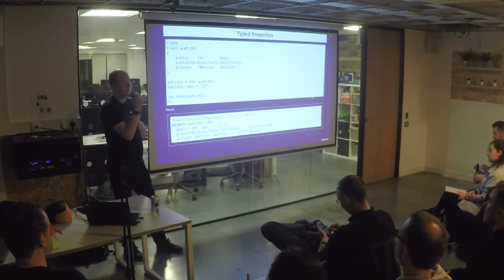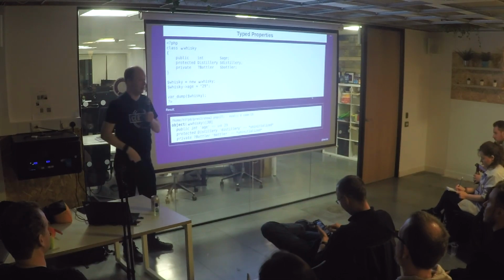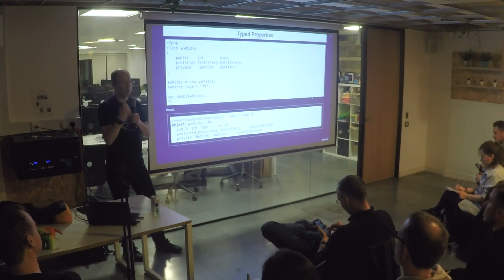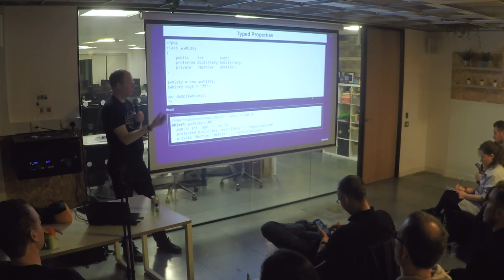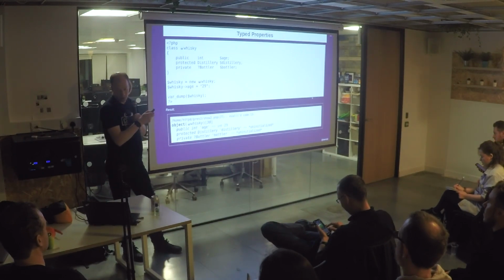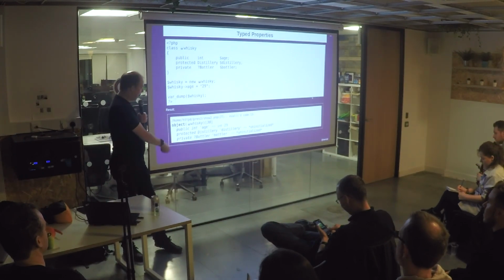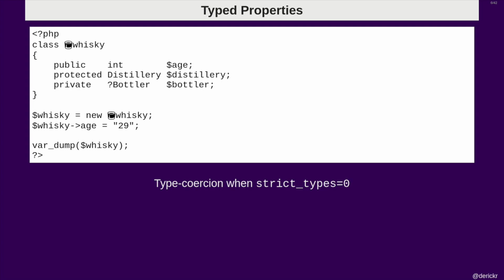And because in PHP we still do weak types here, because we haven't done anything on the top here, the value will be auto-converted to the property type that it can, but only, of course, if this is possible to do. That makes sense, and you don't get an error message, you just get the 29 out of there. So this is type coercion, when strict types is 0, which is currently the default.